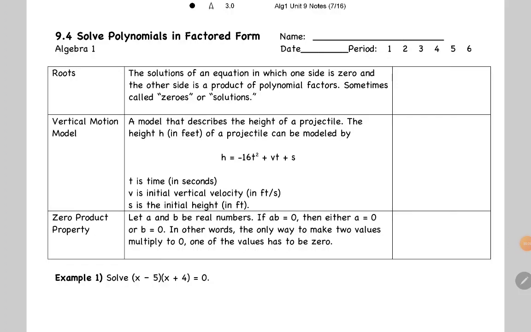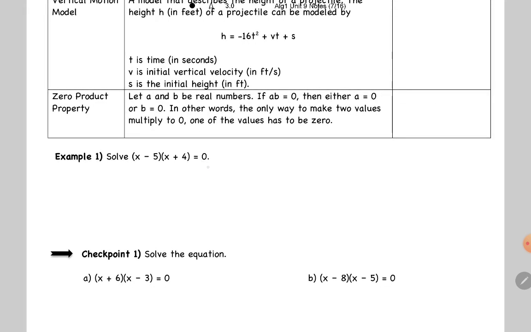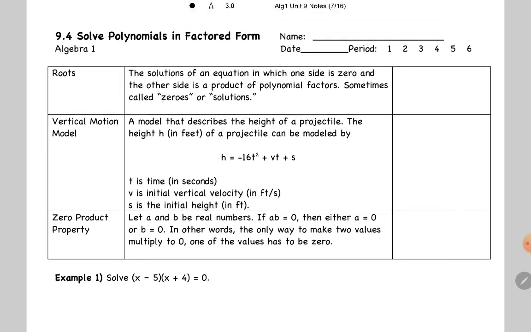Today we're going to be looking at solving polynomials in factored form. So we're going to run into this terminology here, this thing called roots. Let's look at example 1. A root is a solution to a problem where one side is equal to 0. So in this case, it's the right side. And whenever we have that situation, whenever we get an answer, it's called a root. It can also be called a zero or solution.